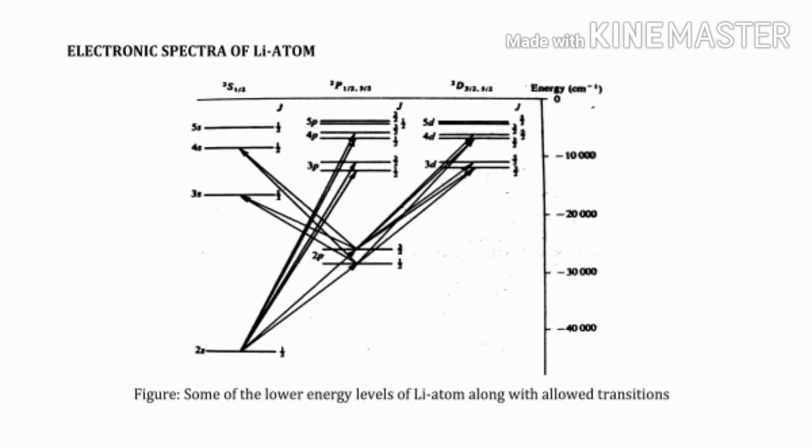So here also the selection rules are delta n is equal to anything, delta L is equal to plus minus 1 and delta J is equal to 0, plus minus 1. Accordingly the allowed transitions will be 2s 1/2 to np 1/2 or np 3/2. As is seen here, the different transitions which are allowed are shown in this figure.